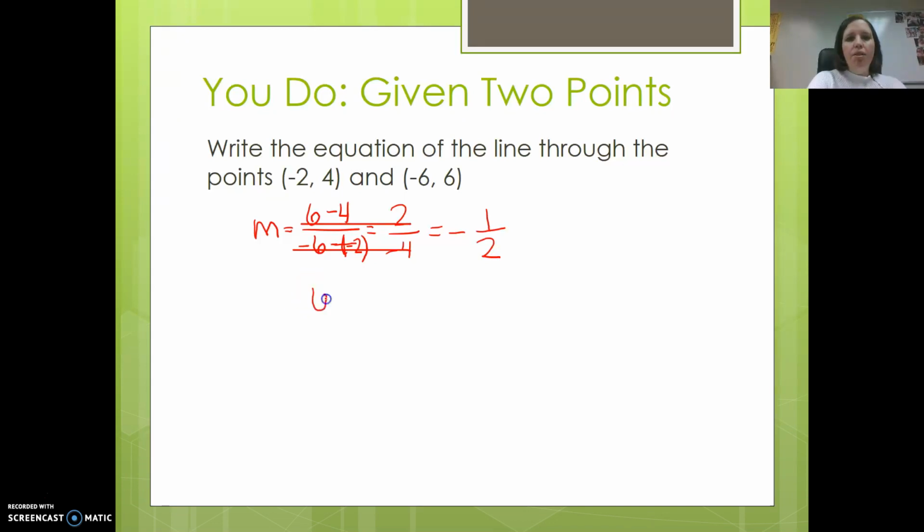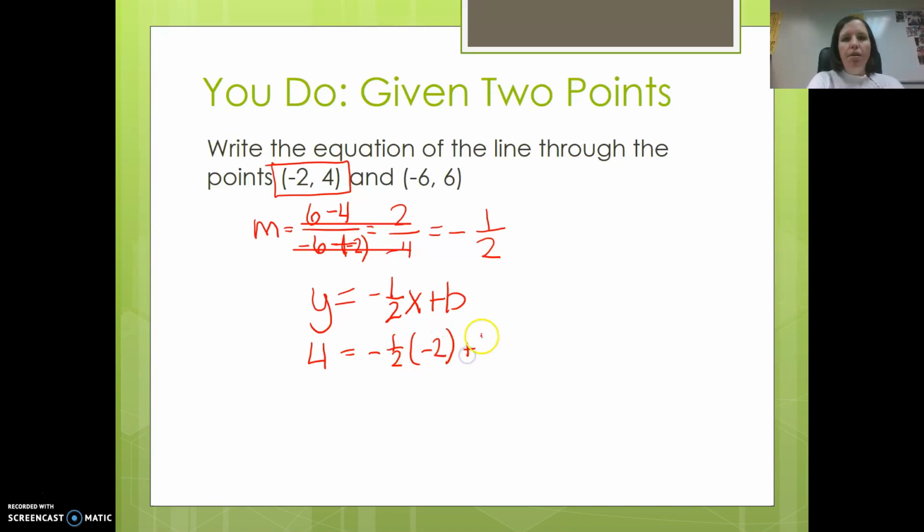I'm going to write my equation with as much information as I know right now. I know y equals -1/2 x plus b. And now I'm going to choose one of my points. It doesn't matter which one. If you chose a different point, then you're fine. All that matters is you have an x value and a y value that are part of that line that you're plugging in. So I have 4 equals -1/2 times -2 is +1. And now I'm going to solve for b. So I get 3 is equal to b.